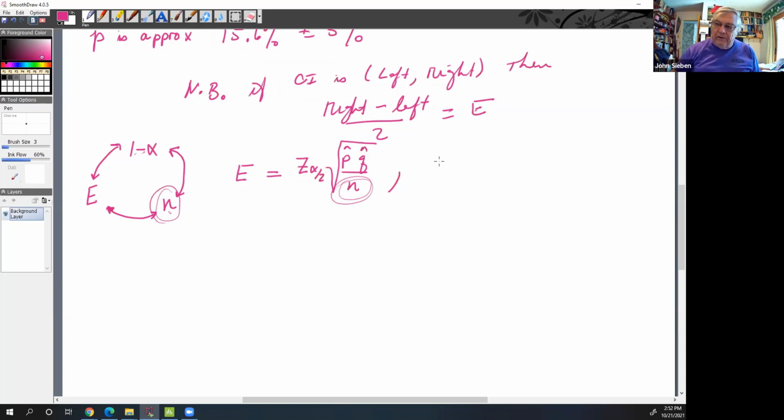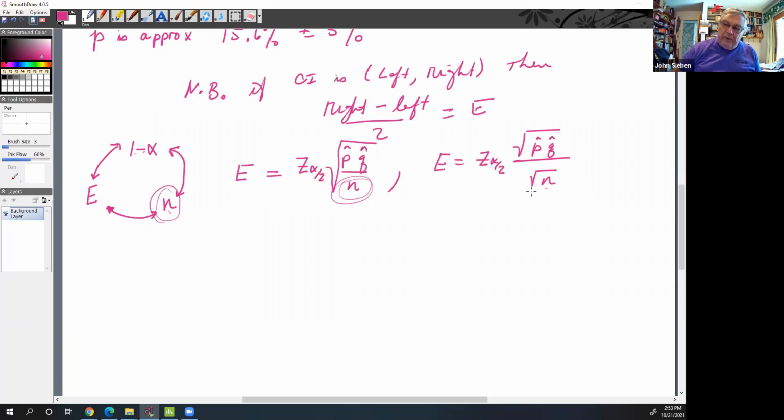I'm going to note that E is equal to Z alpha over 2, no change there. The numerator is going to be the square root of p hat q hat, and the denominator is going to be the square root of N. That's an algebraically equivalent rewrite of this piece right here. The square root of a ratio is the ratio of the square roots. The reason I did that is because it's N that I'm after, so I'd like to break out the term with the N in it and get it by itself.